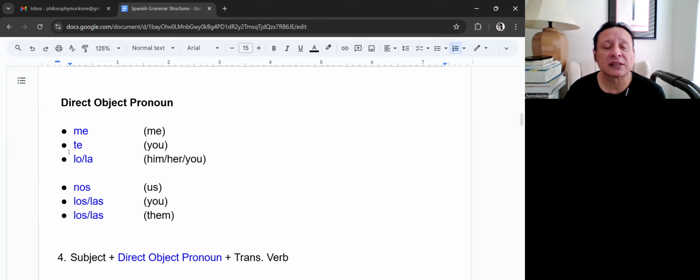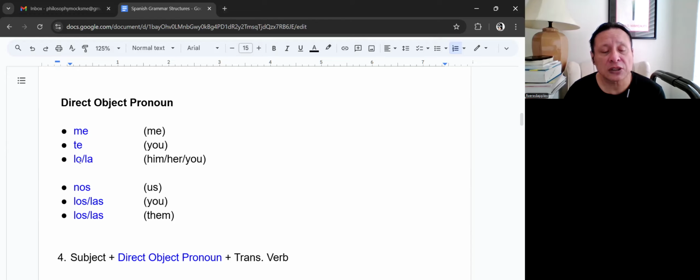Los and las. You have to take into account the gender here, same with the third person singular lo, la. Los is you if you're talking to a bunch of guys or a mixed group of guys and girls. Or if you're talking exclusively to a bunch of girls, which could be just two or more, it's las. And it's the same word if it's them, los, las. Again, same division: only men or a mixed group of men and women, los. Just two or more women, las, but only women. Okay, these are the direct object pronouns.